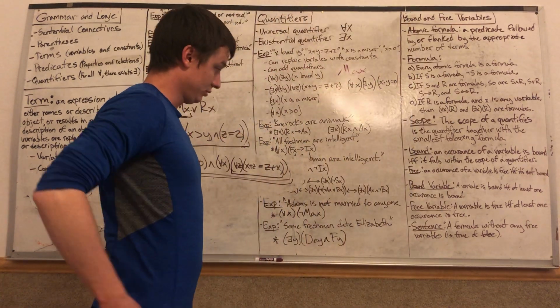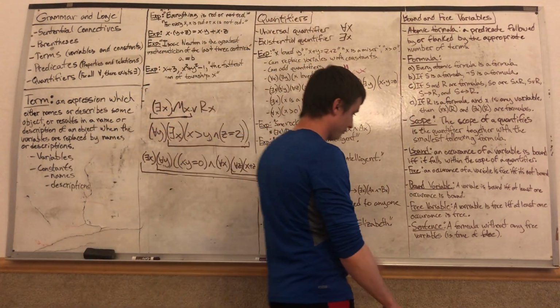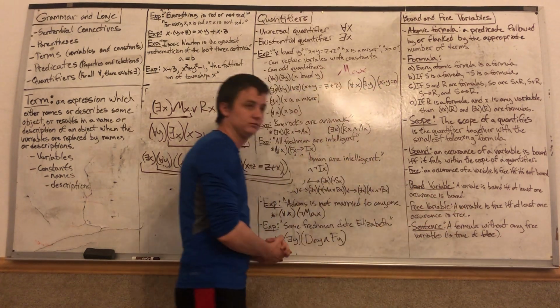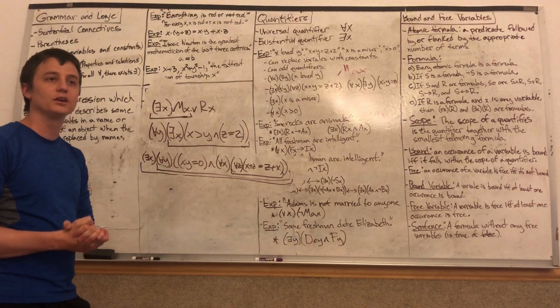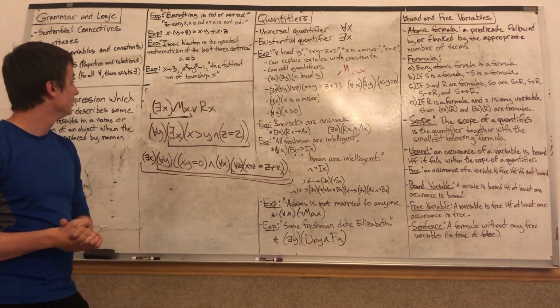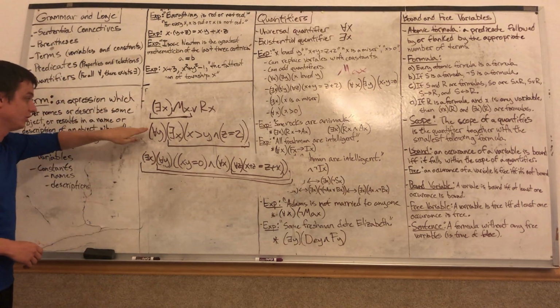So now we can finally get to the definition of a sentence. Crazy. A formula without any free variables. That's what a sentence is. So that's not a sentence. There exists x. This is not a sentence. This is not a sentence.